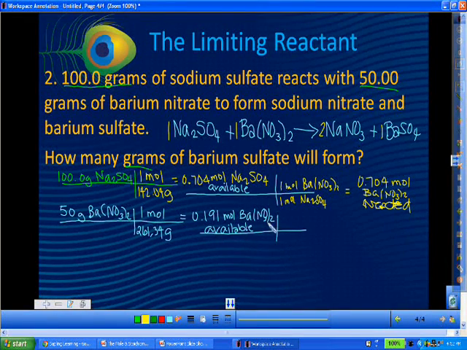Here with barium nitrate, we're going to get that mole ratio. 1 mole of barium nitrate to every 1 mole of sodium sulfate. So there's 0.191 moles of sodium sulfate needed.